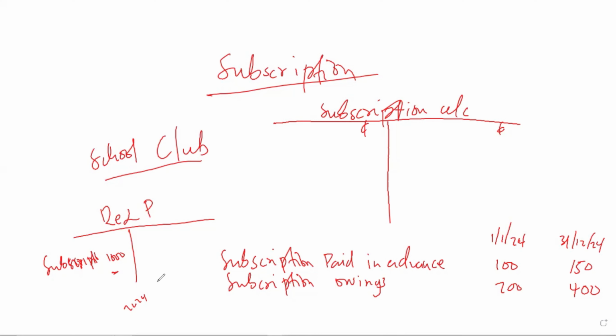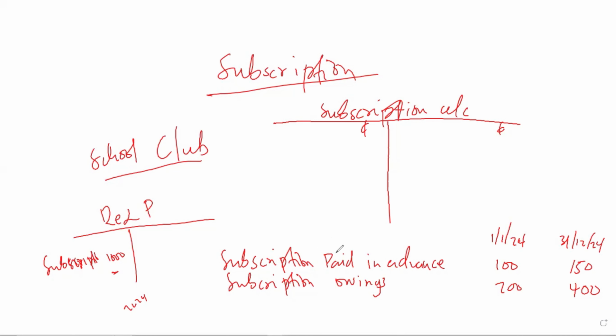Is it an asset or a liability? Subscription paid in advance. This is where the members have paid their subscription in advance. So we are in 2024 and the members have paid their subscription for 2024 and 2025 to the club. Since we are not yet in 2025, the club is owing the members for 2025 subscription. If they are owing them, then it is a liability to the club. So subscription paid in advance is a liability.